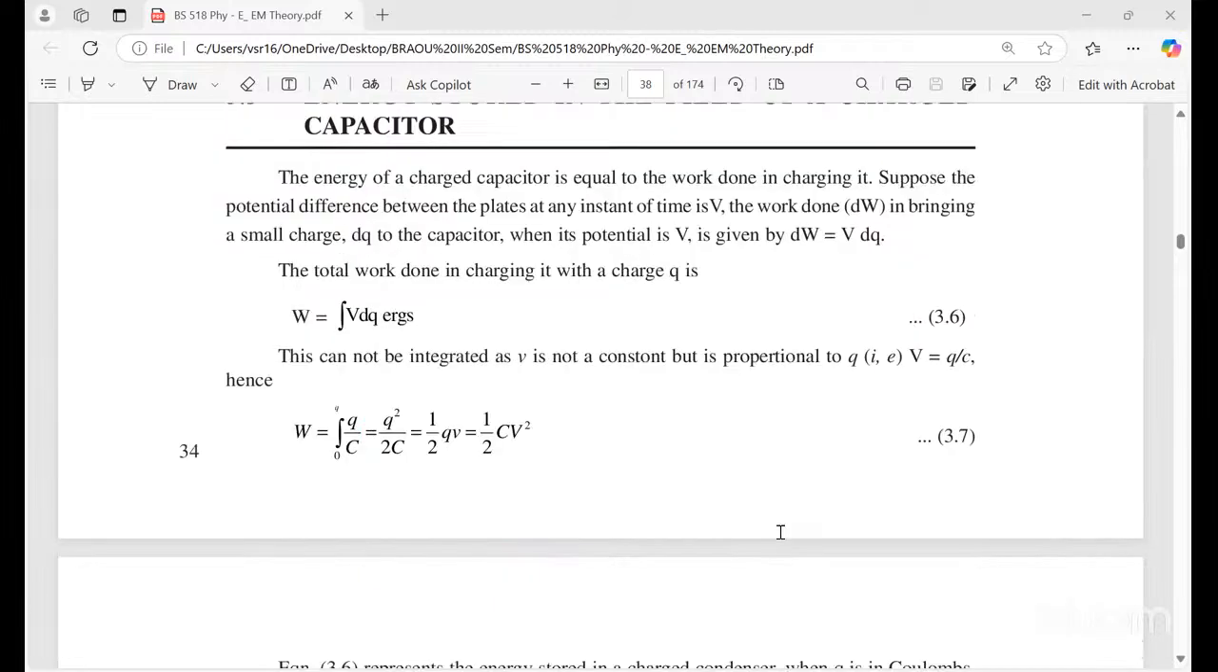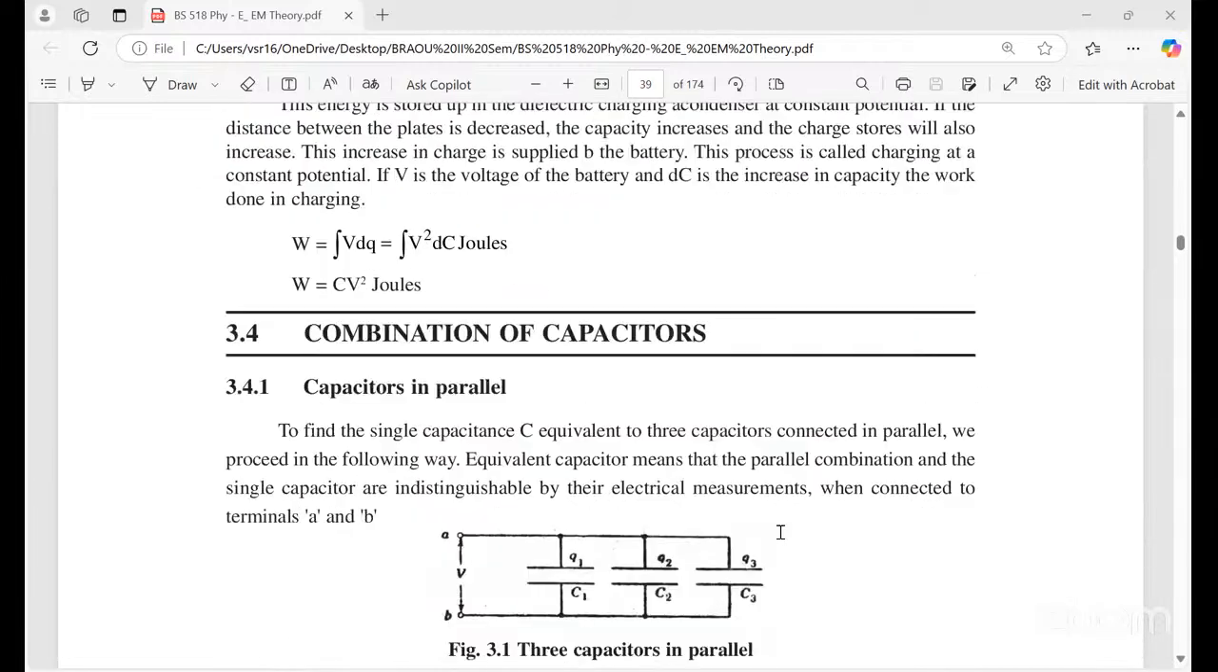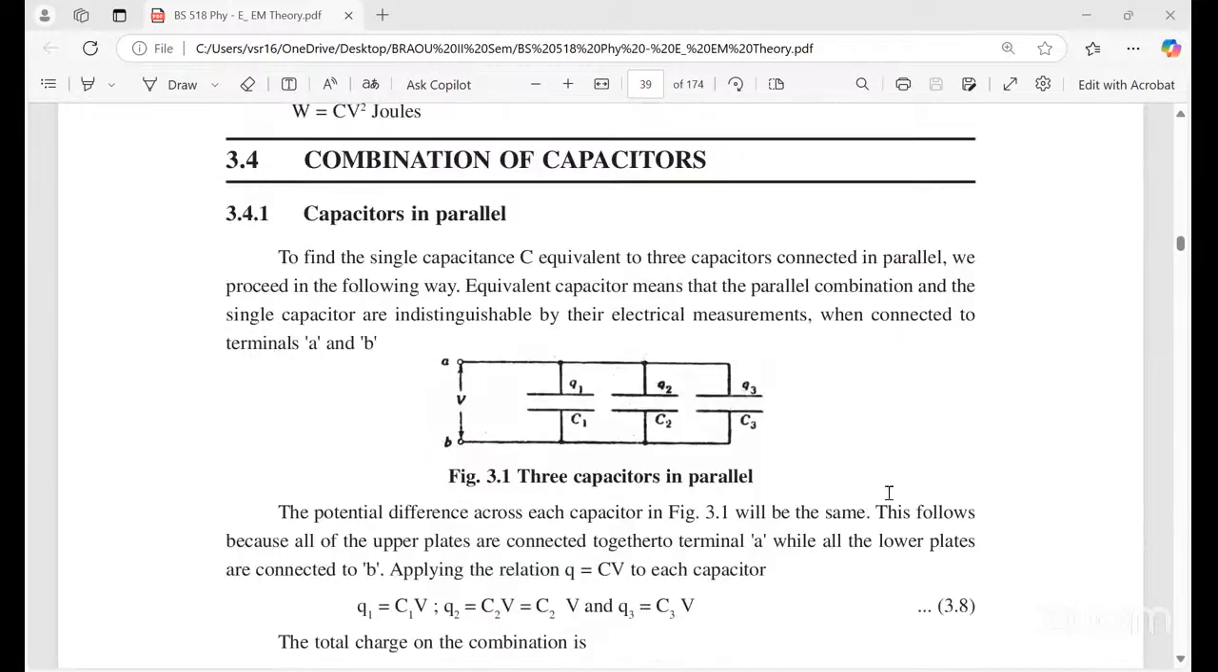Next one. Combination of capacitors. So capacitors which are connected in parallel.